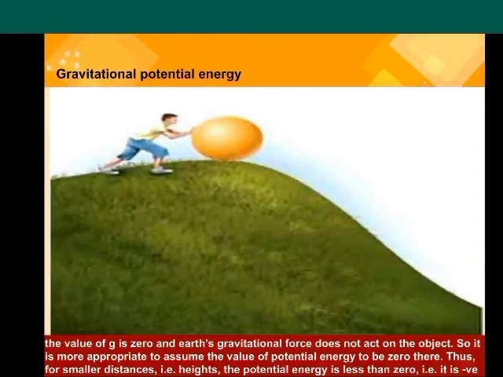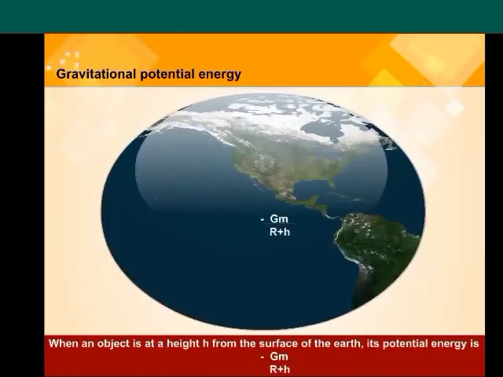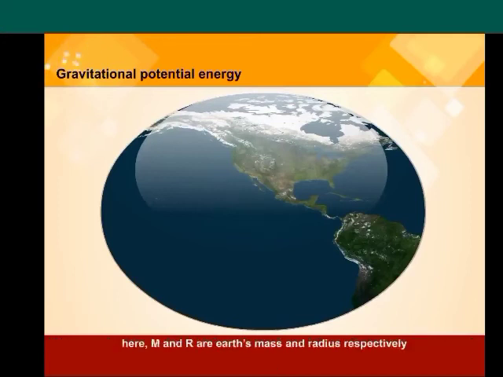Thus, for smaller distances, that is heights, the potential energy is less than 0, that is, it is negative. When an object is at a height h from the surface of the Earth, its potential energy is minus GMm upon r plus h. Here, M and r are Earth's mass and radius respectively.